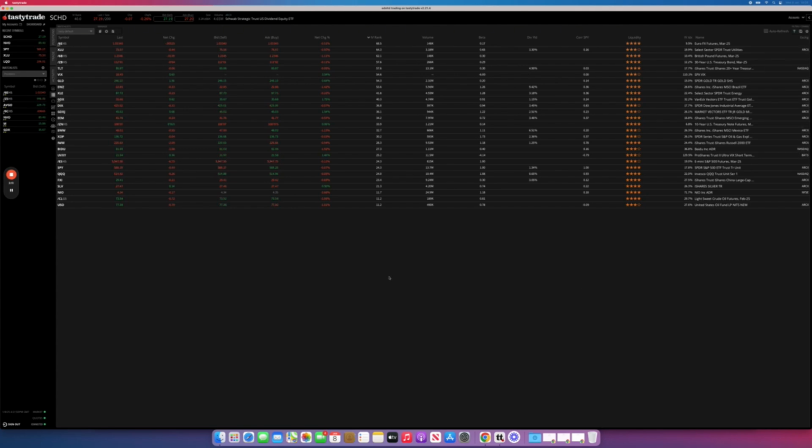So what you'll be left with is something that looks like this. This is a pre-made watch list. You can use any watch list that you like. You can make your own, it doesn't matter. Just make sure you've got a nice selection of underlyings. This is just a default watch list that comes with the brokerage platform.